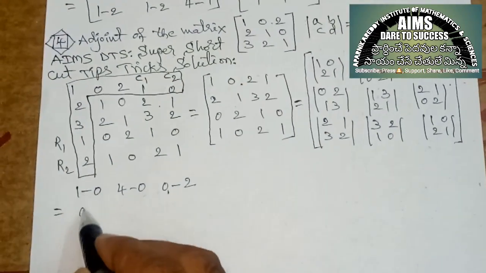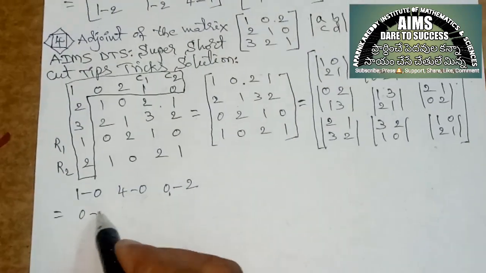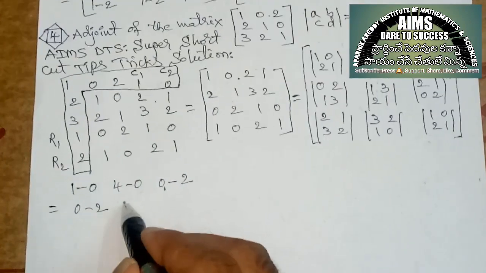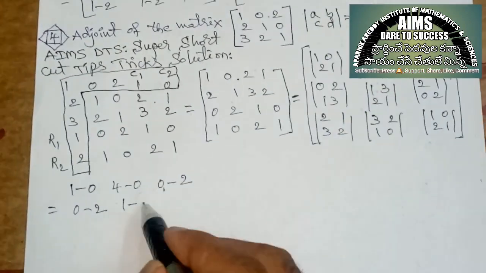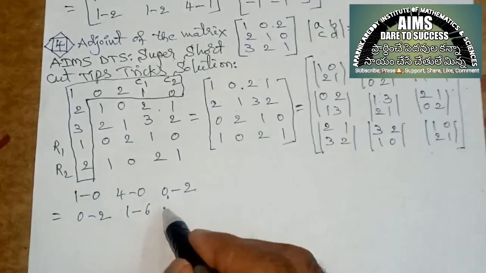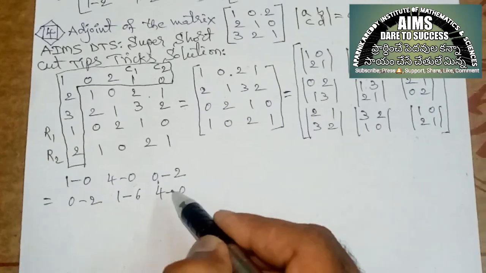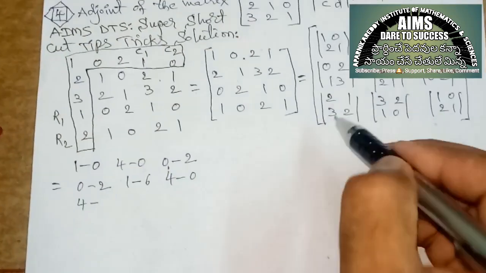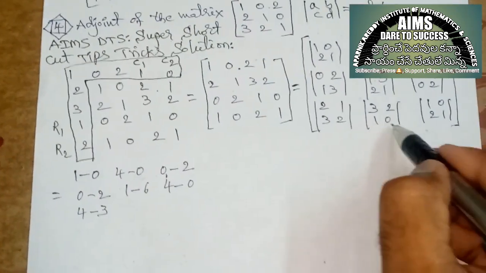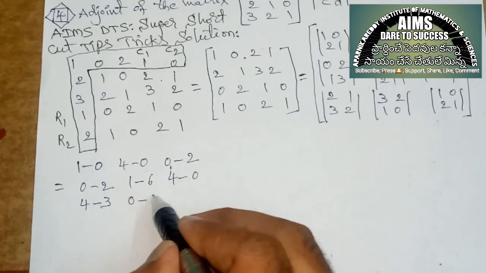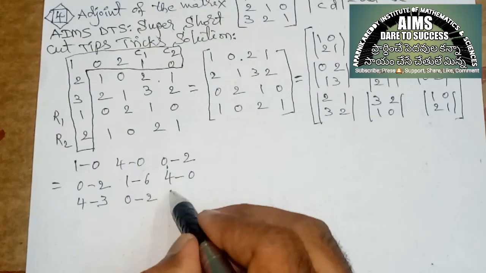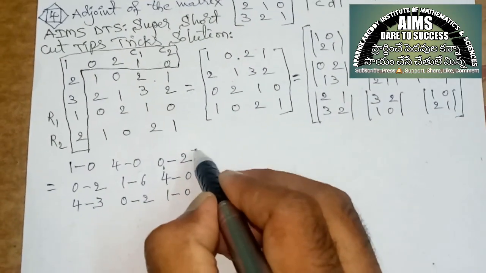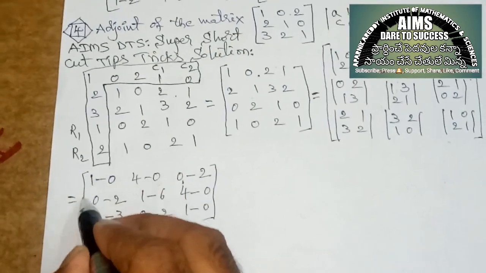Next 0 into 3 is 0 minus 1 2s are 2. Next 1 1s are 1 minus 2 3s are 6. Next 2 2s are 4 minus 0 into 1 is 0. Next, third column: 2 2s are 4 minus 1 3s are 3. 0 into 3 is 0 minus 1 2s are 2. 1 1s are 1 minus 0 into 2 is 0.